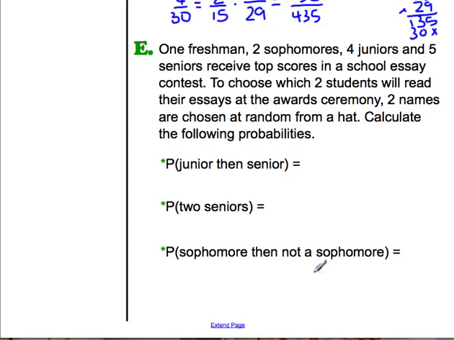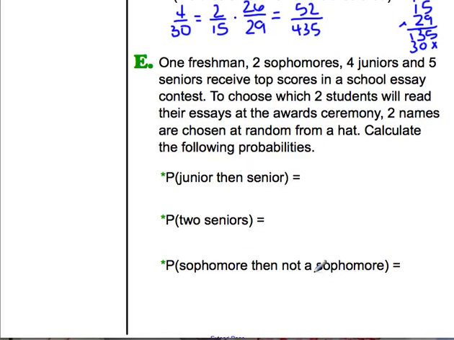Like last lesson you had choosing tiles out of a bag, where you would choose a tile, you would record it, and you would put it back. So it didn't change how many were in the bag. Now we're going to choose that name, we're going to set it aside because we don't want to choose their name twice. So we want to know what's the probability of choosing a junior and then a senior.